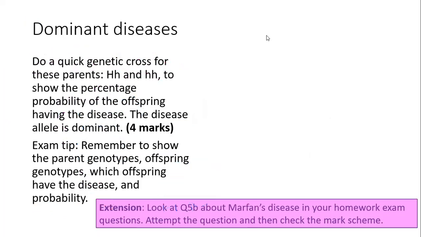So dominant diseases. I'm going to do a quick genetic cross for these parents. I'm going to show the percentage probability of the offspring having the disease. The disease allele is dominant. You can get shown these a lot and asked to do these. This would get you 4 marks in the exam. So an exam tip would be to remember to show the parent genotypes, offspring genotypes, which offspring have the disease, and the probability.